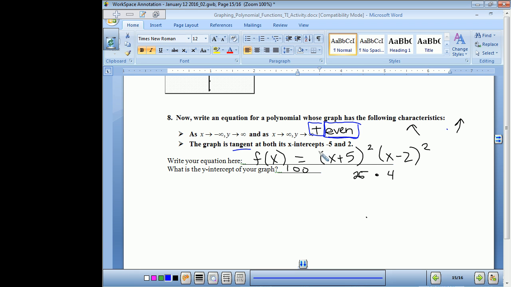Okay, now, if you had done the fourth or the sixth, you would have gotten a different y-intercept. But if you went squared and squared, we should have the same. Because when we plug in 0 for x, we get 25 when we square this, right? And when we plug in 0 here, we get negative 2 squared is 4. And 25 times 4 is 100. And that's how we would get that intercept.